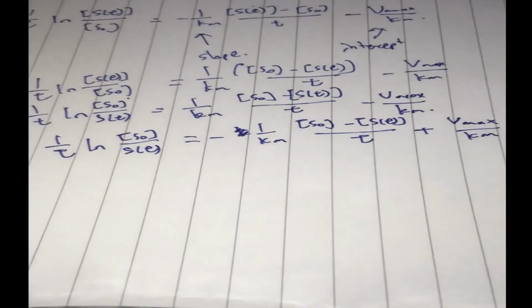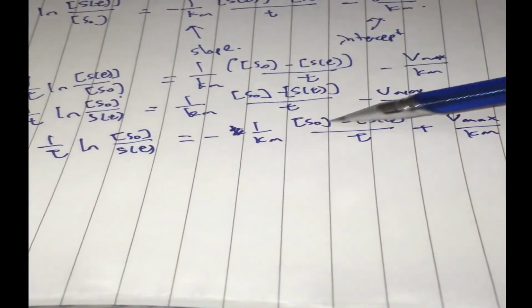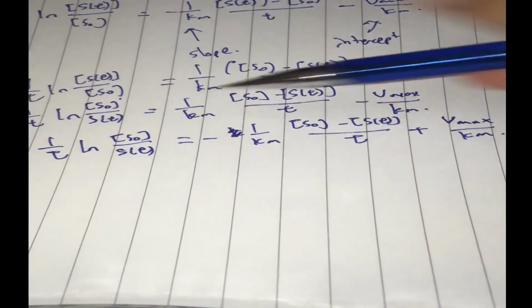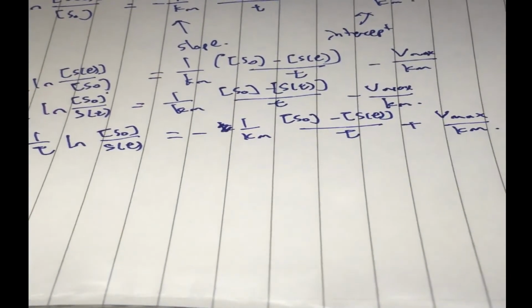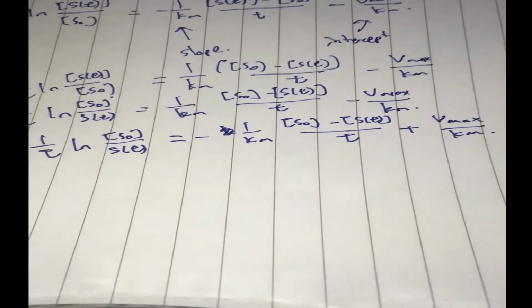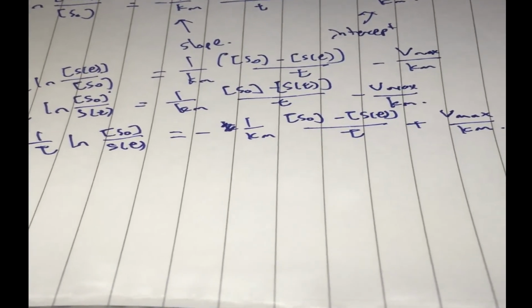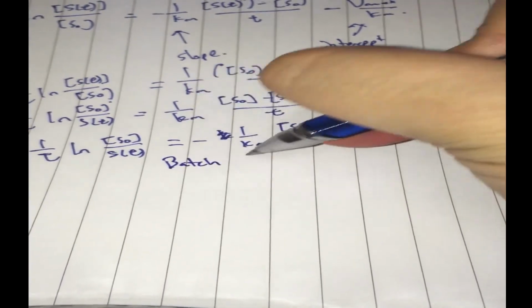If you zoom out, you can see that this is a nice positive number now, and this is also a nice positive number. So you're plotting a positive number against a positive number. That gives you a very nice graph. And that is it for the batch. This is the last way we use integration, and this is quite suitable for batch kinetics.